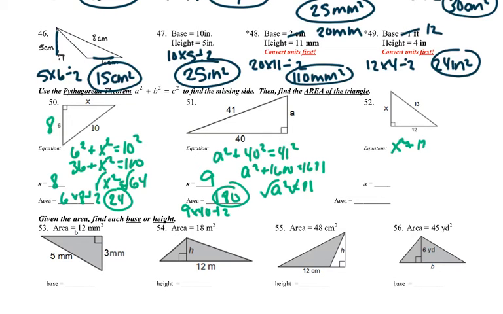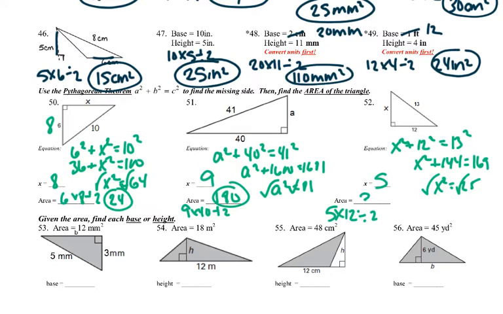The last one is another Pythagorean triple that we're familiar with, that 5, 12, 13. If you know that by heart, I mean, you can just kind of know it by heart, I guess. And then 5 times 12 divided by 2 there would be 30.